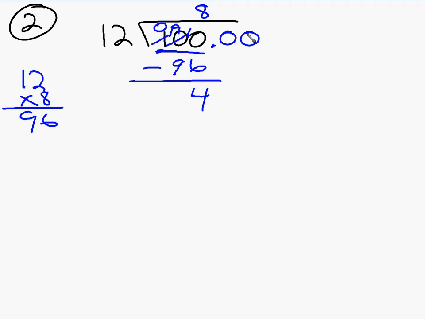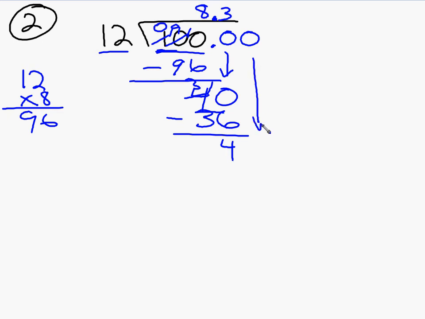And I can just keep on going with my division now. Where do I put the decimal? I just bring it up. And now I bring down the next number just like we did before. Bring down your 0. And now I ask, how many times will 12 go into 40? 3 times. 3 times 12 is 36. Do my subtraction. I get a 4.